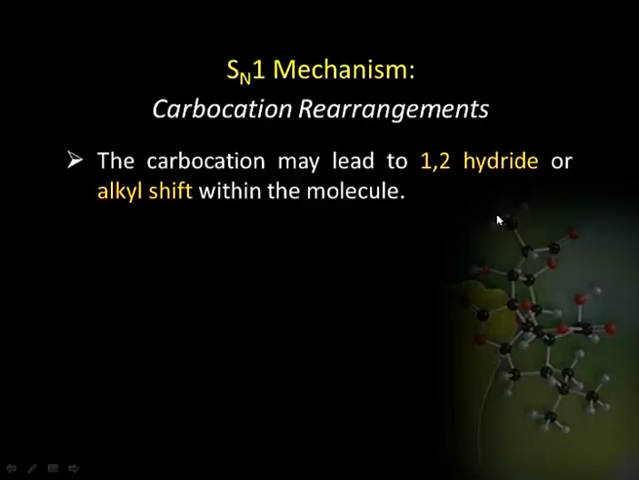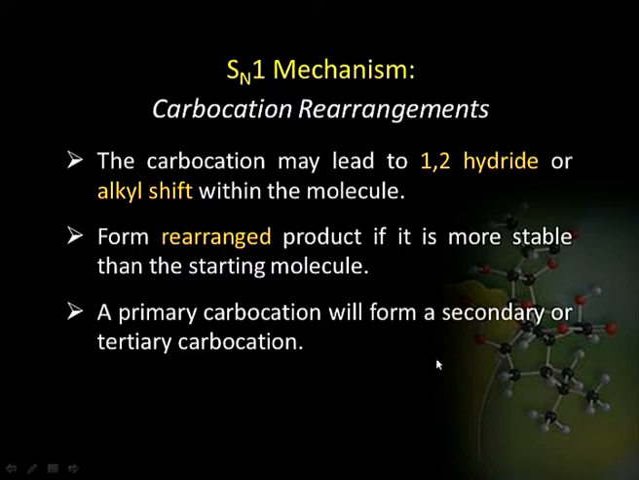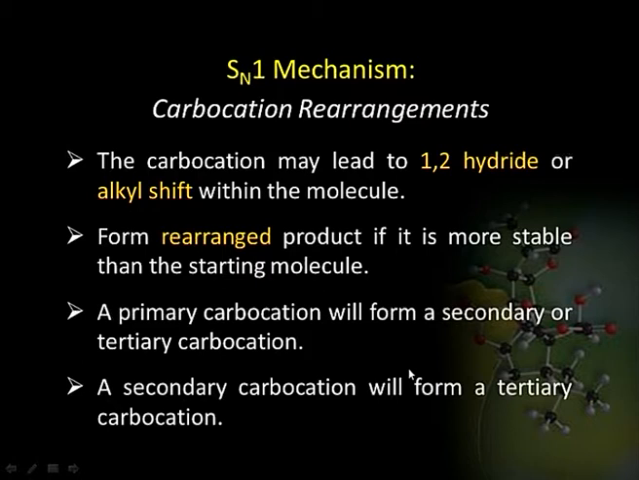In the case of the SN1 mechanism, there is another phenomenon which we observe, and that is carbocation rearrangement. The carbocations may lead to 1,2-hydride or alkyl shifts within the molecule. And why does it happen? They form a rearranged product if it is more stable than the starting molecule. A primary carbocation which is less stable will form a secondary or a tertiary carbocation, while a secondary carbocation will form a more stable tertiary carbocation.